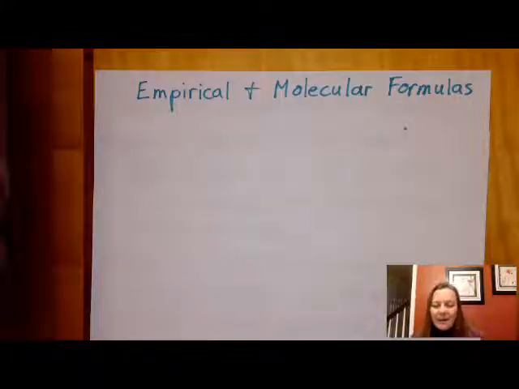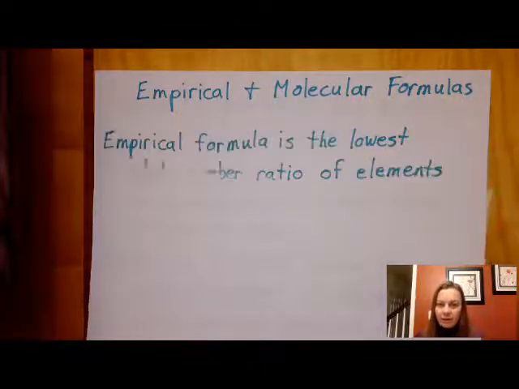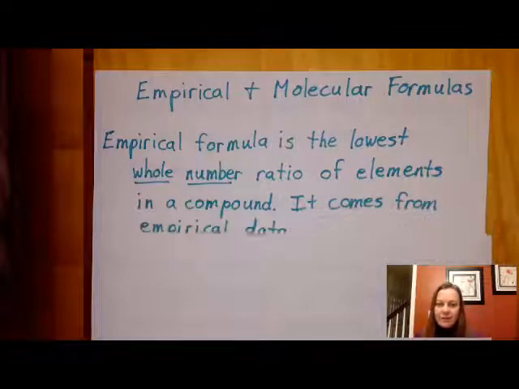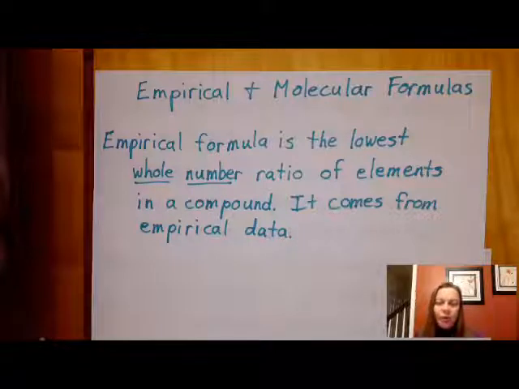Hi, and welcome back to our Chemistry Flipped Classroom, and we're continuing our conversation today about different types of formulas. So yesterday we discussed empirical formulas, those simple whole number ratio formulas that come from empirical data or from lab data. This is just our quick reminder that our empirical formula is the lowest whole number ratio of elements in a compound, and that comes from empirical data.